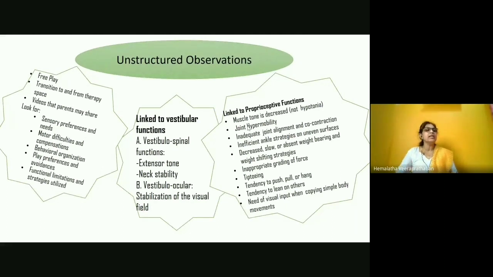What we look for as an OT: we look for sensory preferences and needs. We look for motor difficulties and compensations. We look for behavioral organization. We look for the child's play preferences and avoidances. And we also understand functional limitations and strategies when we observe the video of the client.